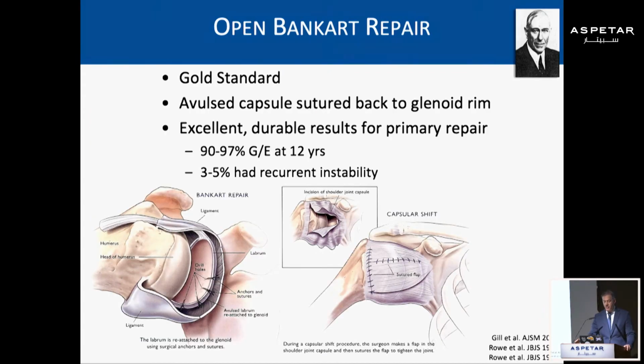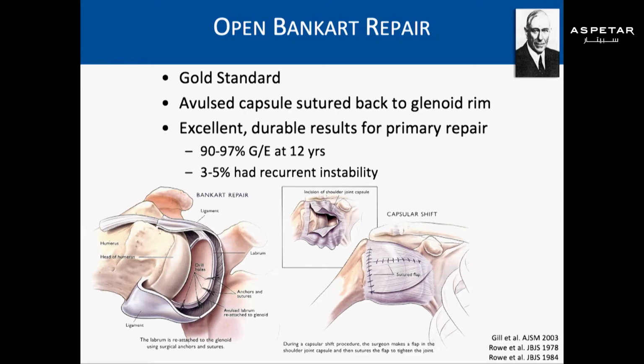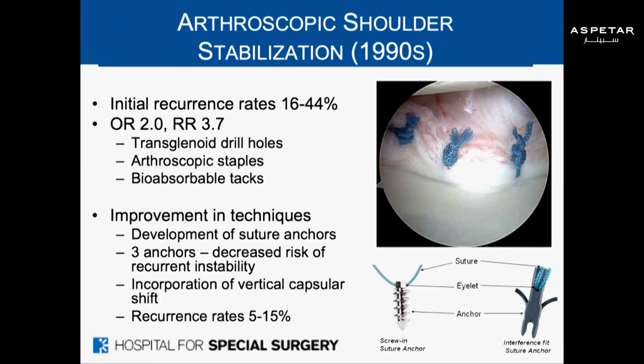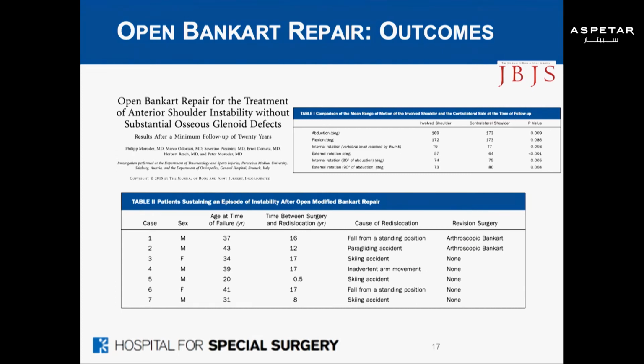The open Bankart repair for years was the gold standard, and again, as we discussed, the pathognomonic lesion was that tearing of the labrum and inferior glenohumeral ligament away from the glenoid. Here you would then tighten the capsule. As described in the initial series, there were 90 to 97% good to excellent results more than a decade after surgery, and 3 to 5% had recurrent instability. So, pretty good results. This was looking at open Bankart for the treatment of anterior instability without glenoid bone loss. And again, good results relative to recurrent instability risks.